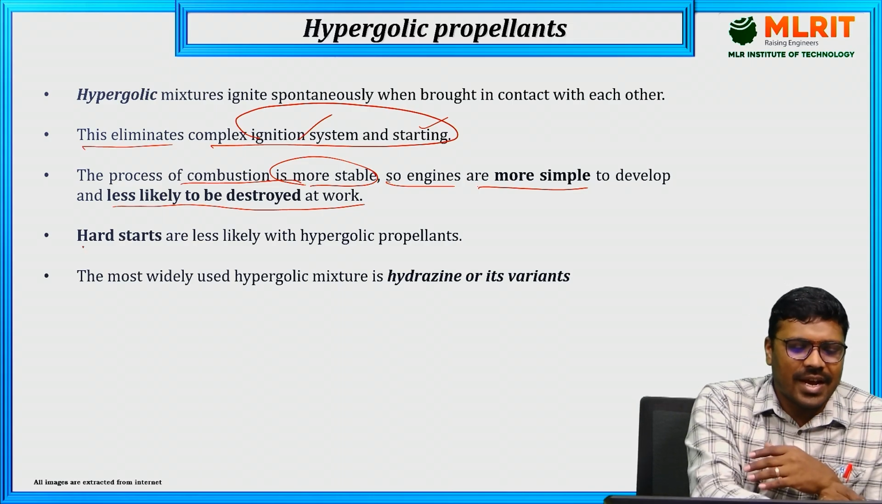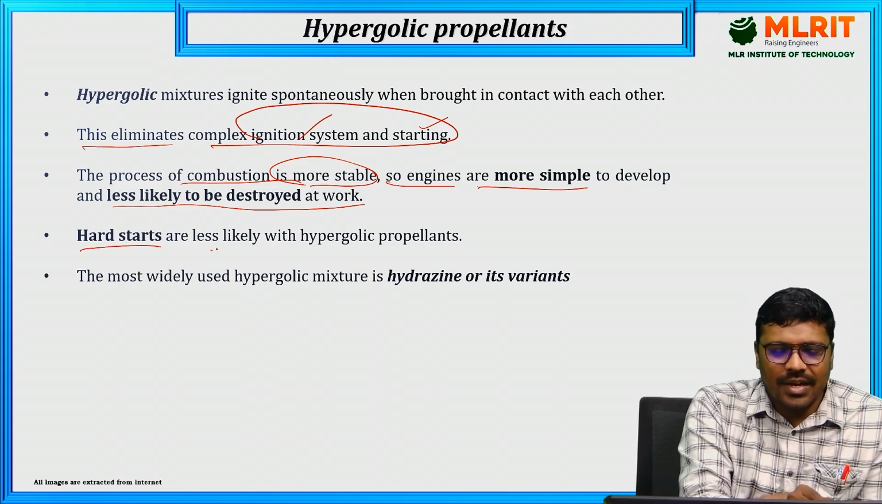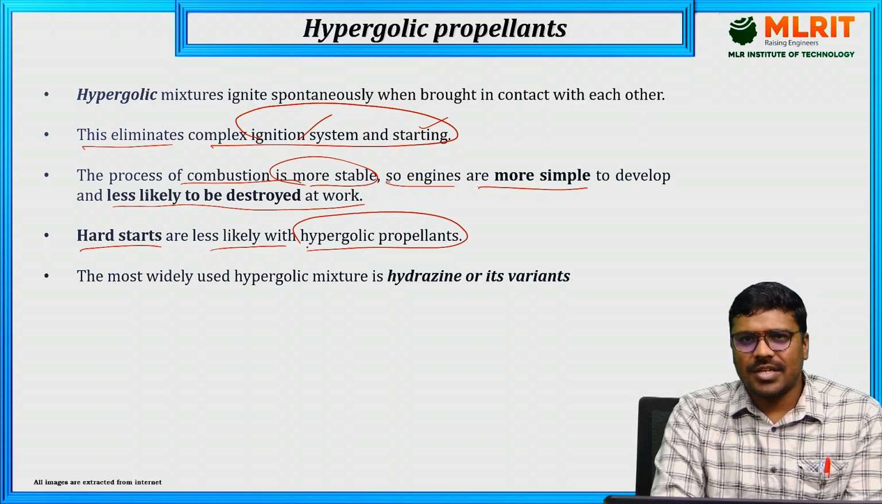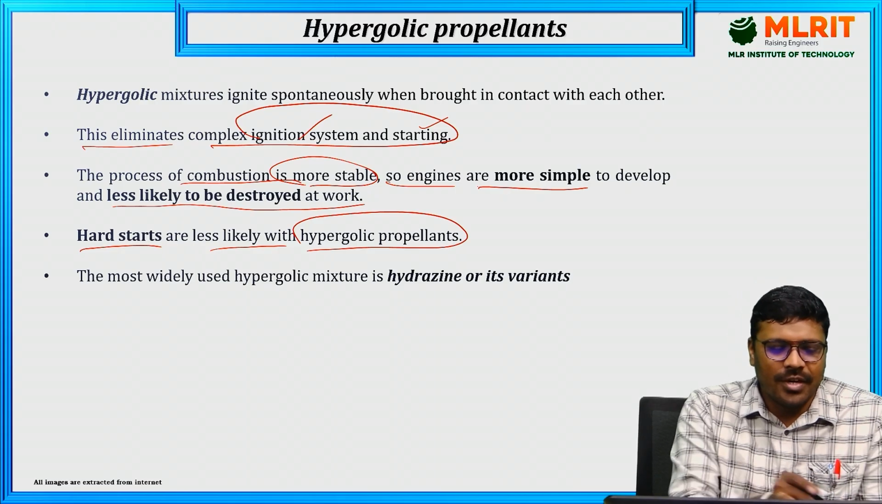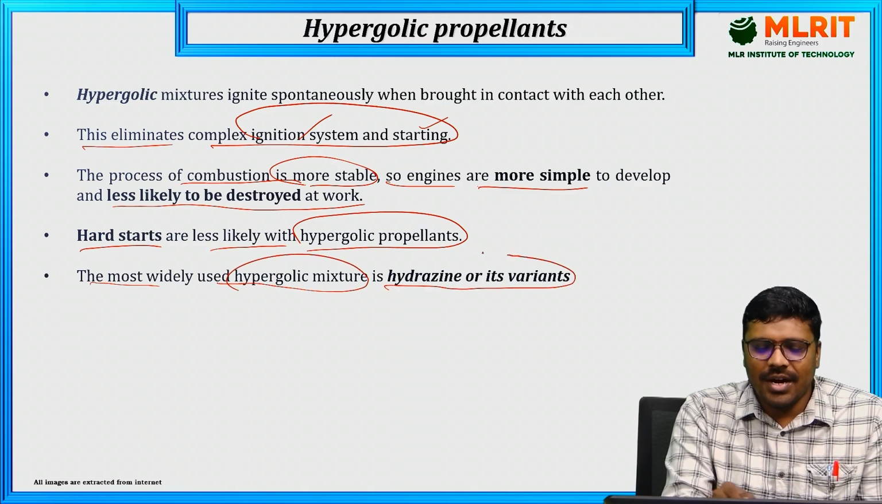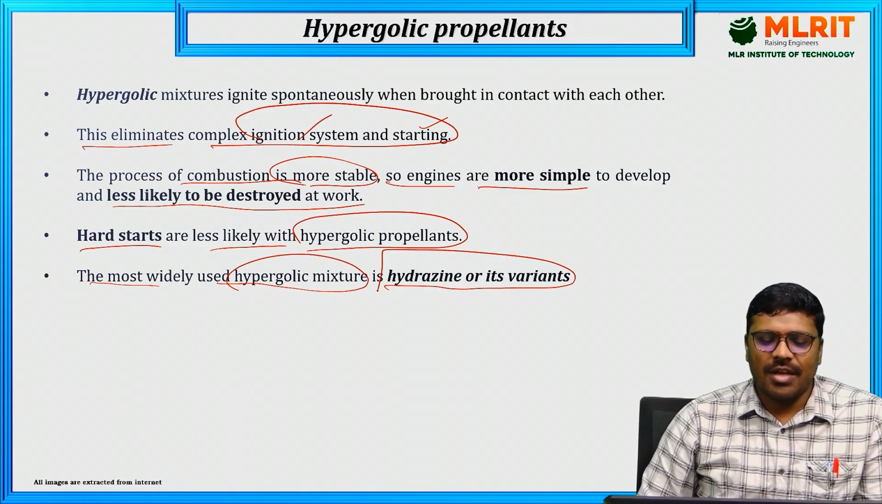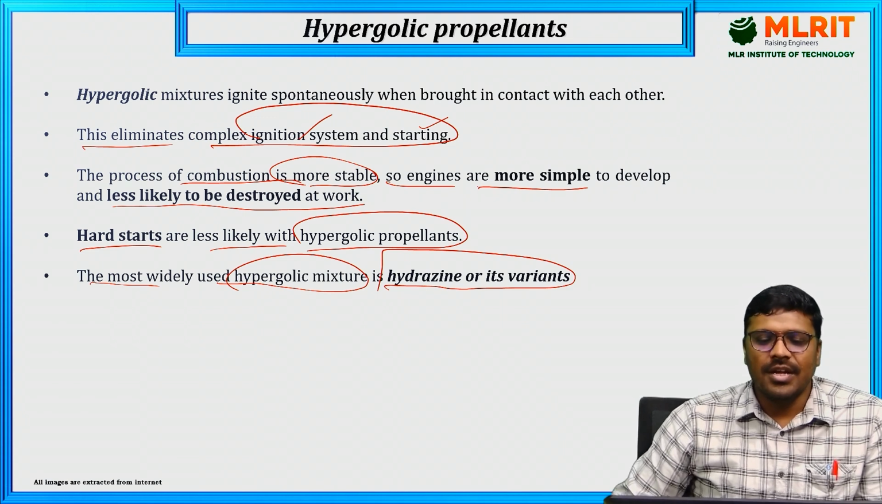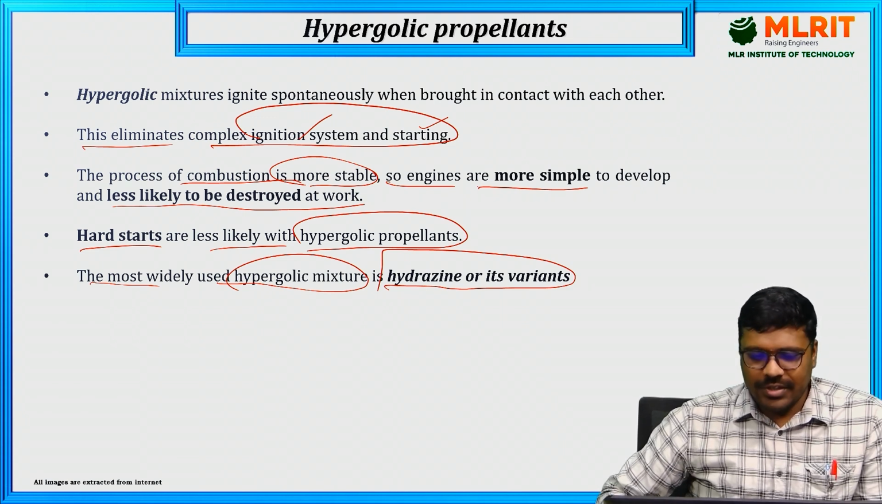Hard starts are less likely when compared with hypergolic propellants. Starting is very easy in hypergolic propellants. The most widely used hypergolic mixture is hydrazine or its variants. Hydrazine and its variants come under hypergolic propellants.